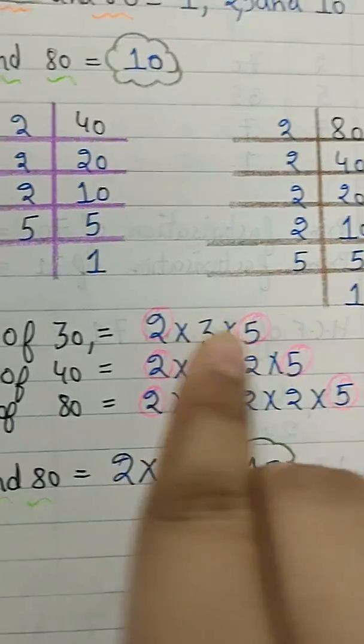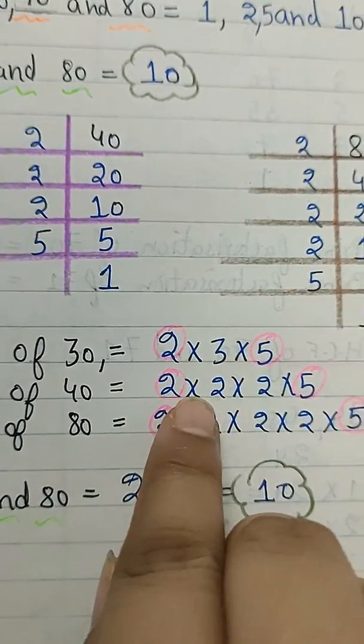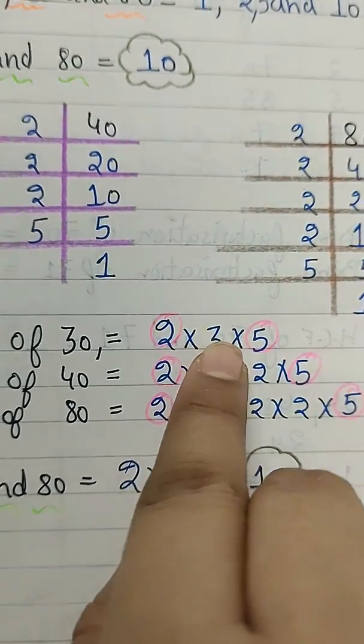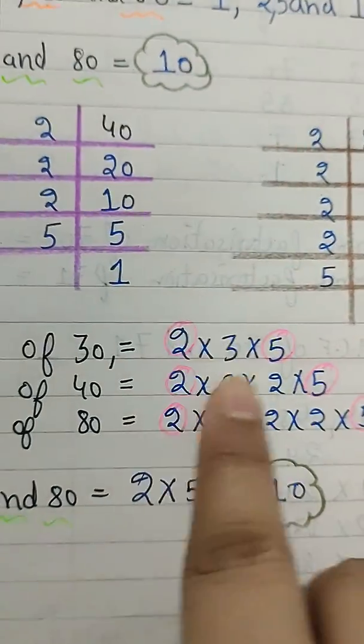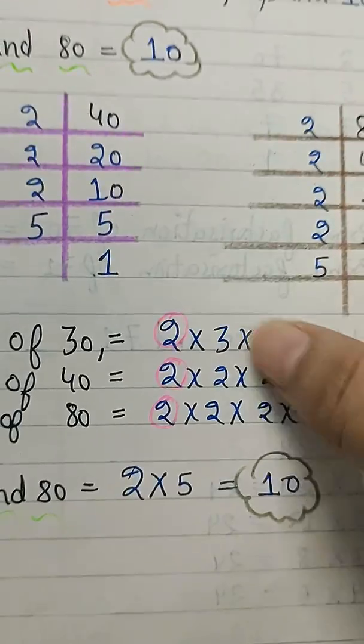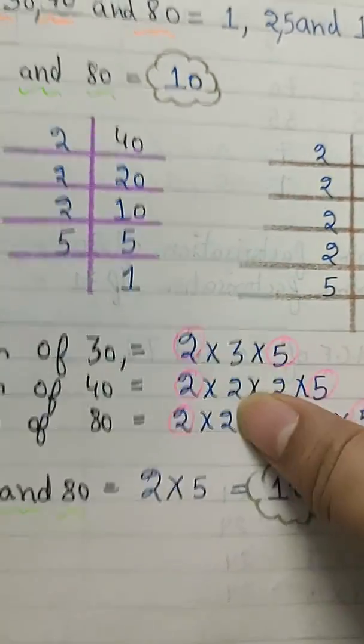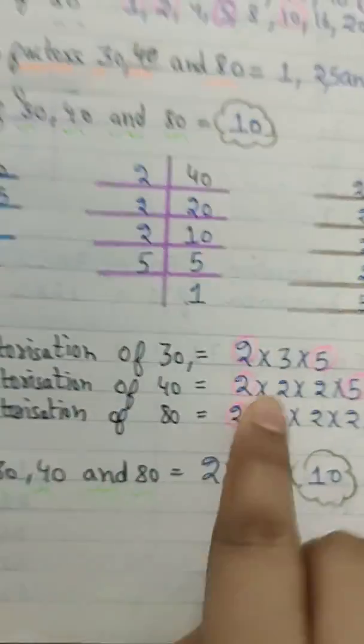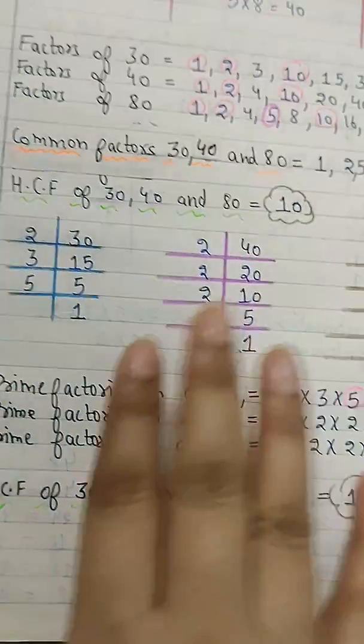2 is common and 5 is common. 30 has one 2, 40 has three 2s, 80 has four 2s, but 30 is not having another 2, so that's why we are not going to circle the other 2s. We do not have 3 in the others, so we are not going to circle 3. Don't think that these two numbers are having 2, so we can circle it. No, it should be common in all 3. If 3 numbers are given, it should be common in 3.